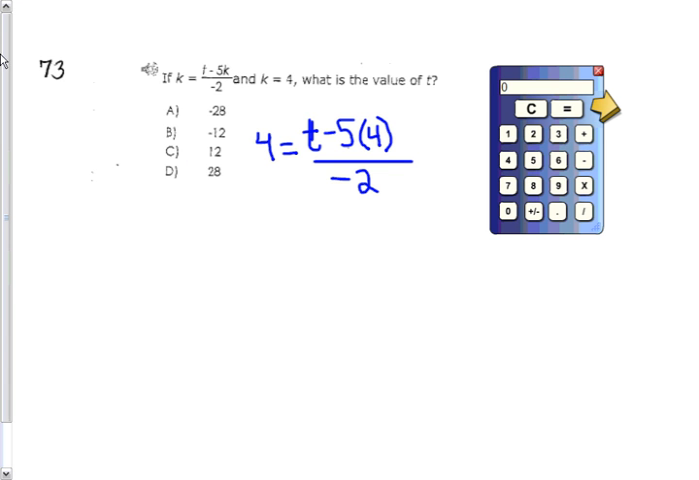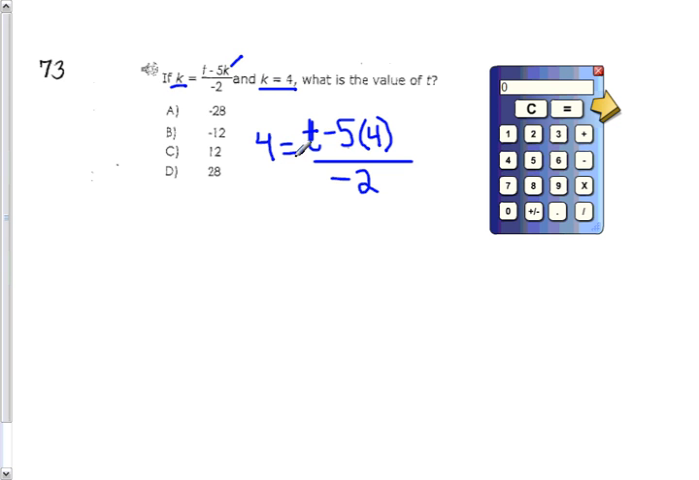All right, in question 73, they want us to find the value of t, and they've given us four answer choices. And there's two different ways we can approach this. First of all, let's just look at substituting 4 in for k in the equation. And that appears in two parts. Here, k equals, and there at times 5. So I have gone ahead and substituted in the k value with 4.